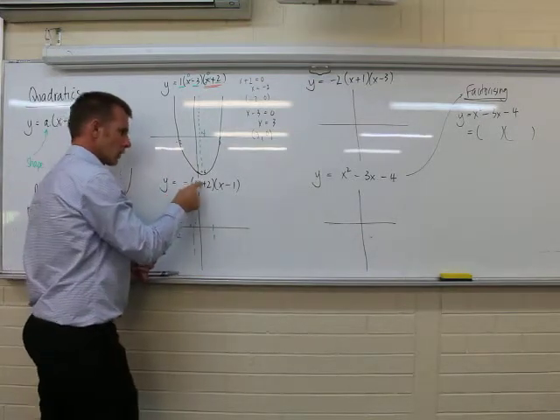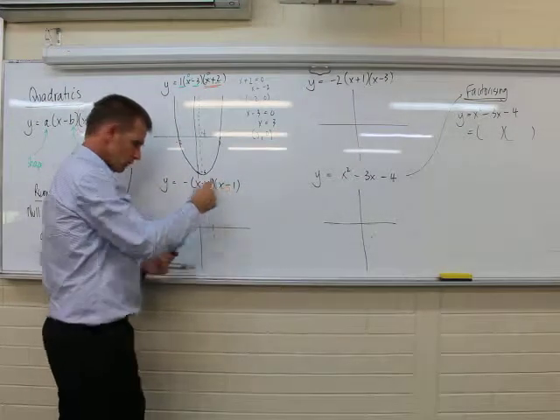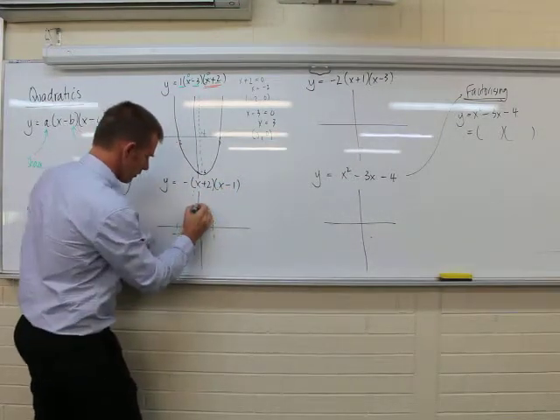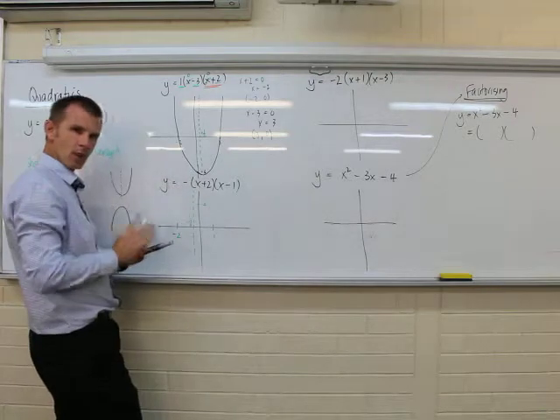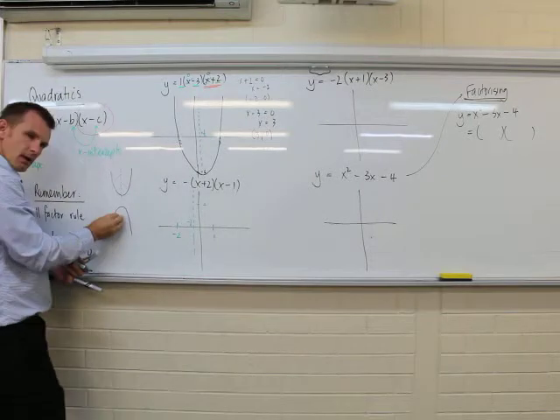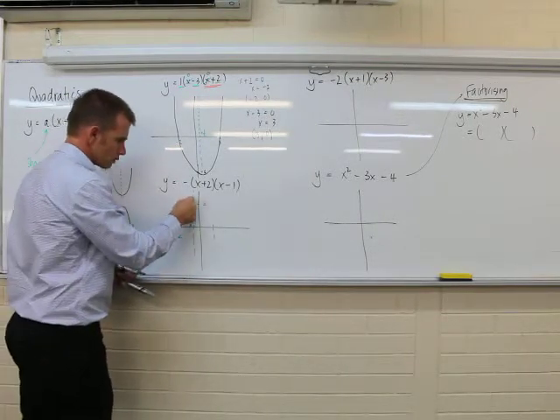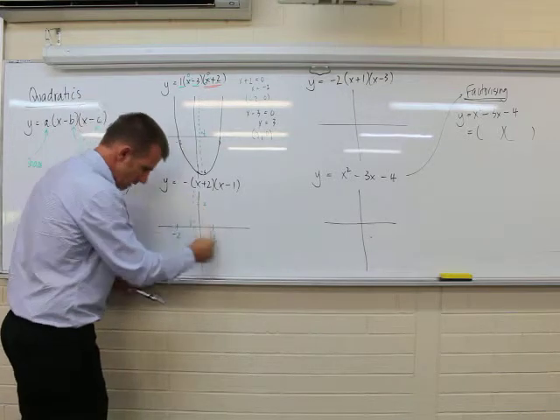-1 times 2 times 1. That's going to give me +2. So +2, I'm going to put it there. That's going to be my y-intercept. It's a negative graph, so I'm going to be like this. That makes sense. It's going to come up here. It's going to turn on that line, back down through that one.